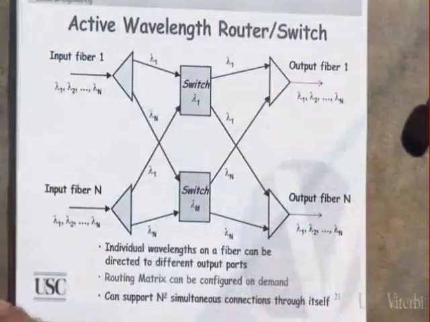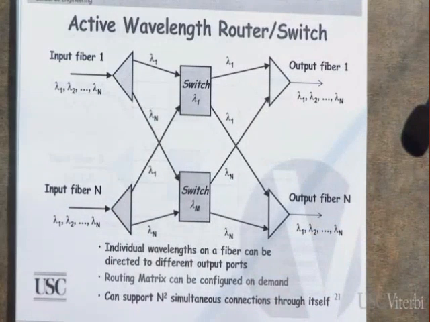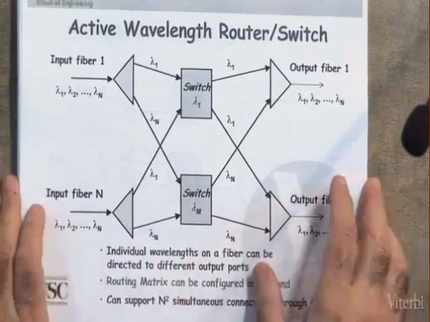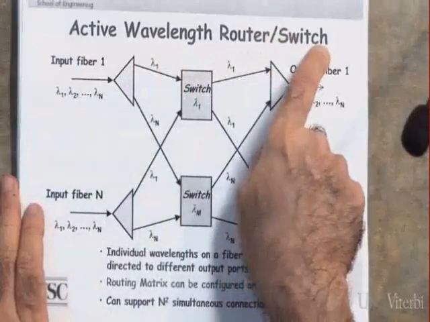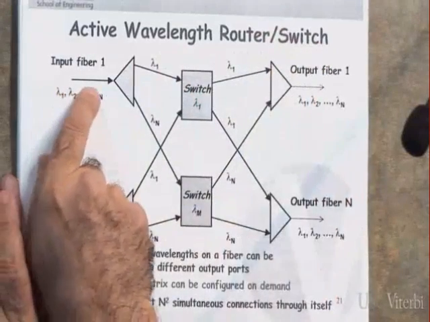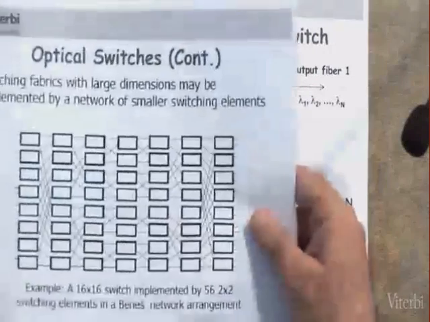Okay, now, active wavelength router or a switch. Let's understand what this means. Listen to this. Let's see if you can help me with this. This is an active wavelength router or what? Switch. What are the wavelengths? I want you to compare this with this.